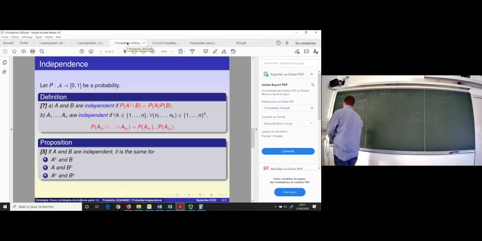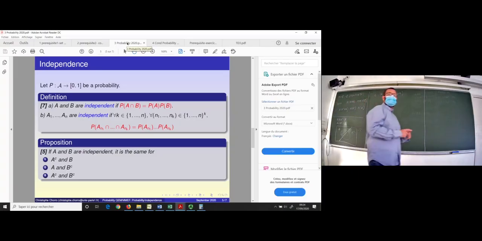And what is the meaning of this one? It just means that you can separate B in two parts. This one, that is A intersected with B, and this one, that is B intersected with A complementary. And if you do the union of the two, you recover the whole B, and the two parts have an intersection equal to the empty set. Okay?